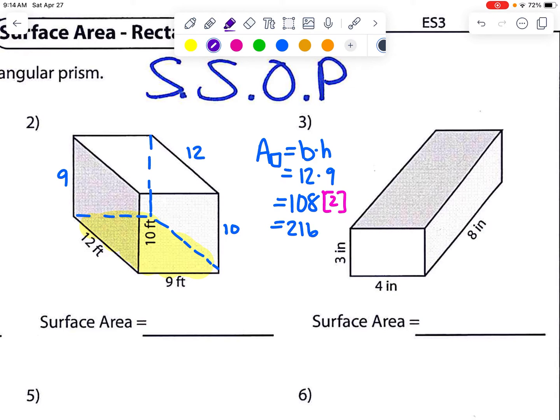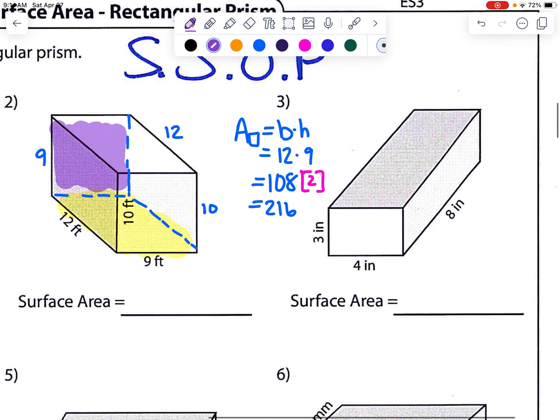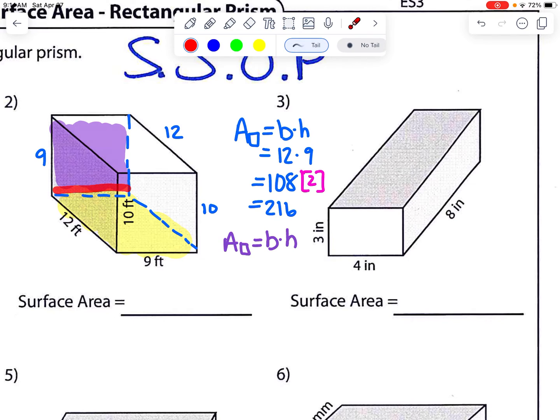Now, that was the bottom and the top. Now let's do this back one here, okay? In purple. Ooh, I just don't like how I don't have much space. So I have base times height. My dimensions of this purple rectangle would be, this is 9, and this is, oh, sorry, this is not a 9 right there. That is a 10.